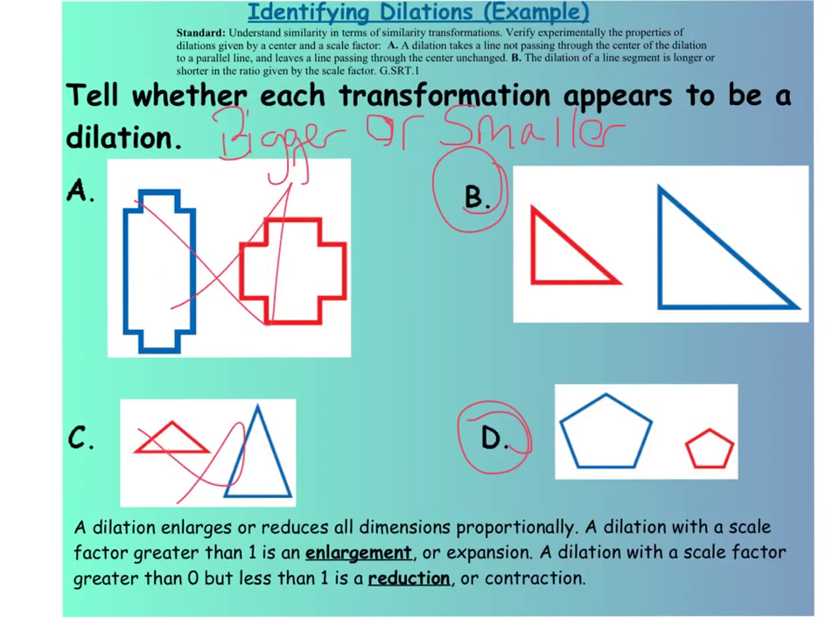We're also going to use those fancy terms, enlargement and reduction. So enlargement when it's getting bigger, reduction when it's getting smaller. And notice that number 1 right here. An enlargement is when that scale factor is greater than 1, and a reduction is when that scale factor is greater than 0, of course, but less than 1. So, bigger than 1 getting larger, less than 1 getting smaller. That's on the next slide. Let's look at that scale factor.